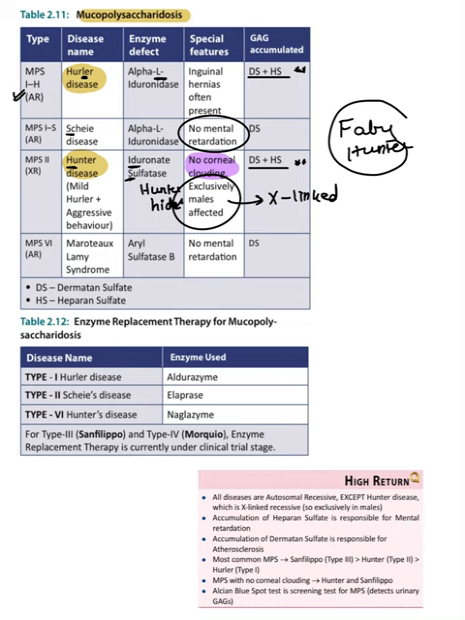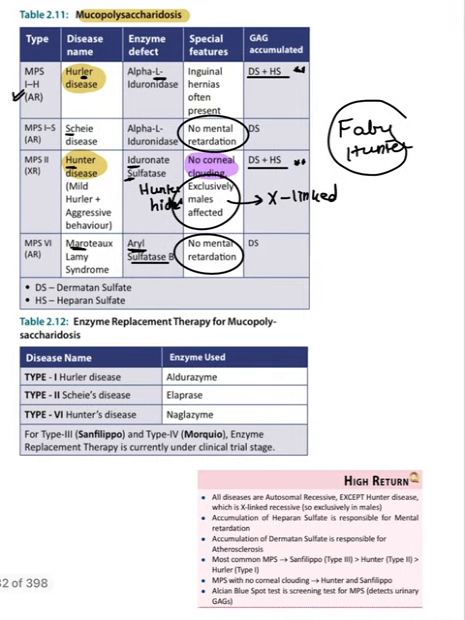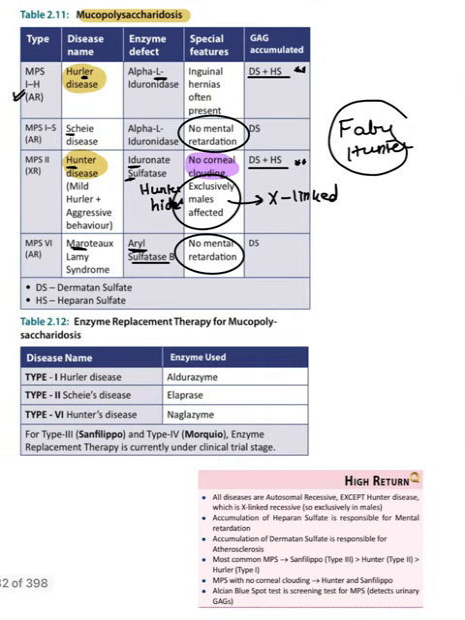Now coming on to the other ones: MPS type 6, known as Maroteaux-Lamy syndrome. Remember MAR, arylsulfatase B. And here also you don't find any mental retardation. For some of these you have enzyme therapy, which is not very important. All are autosomal recessive except Hunter, which is exclusively in males.